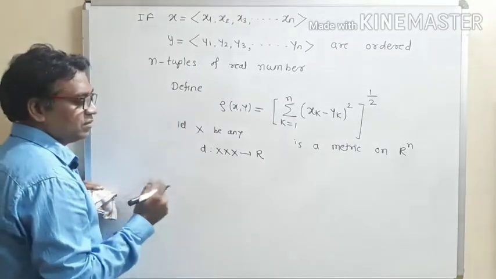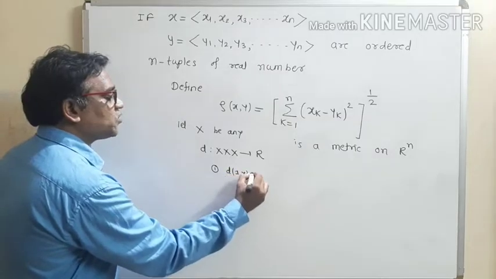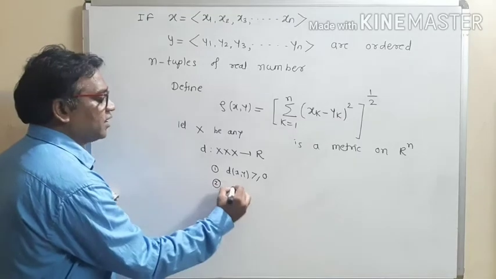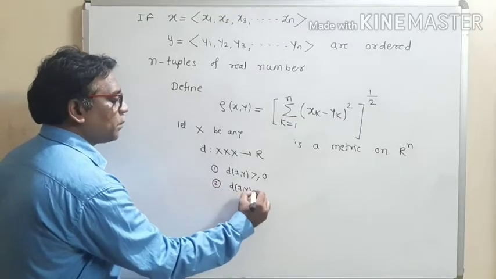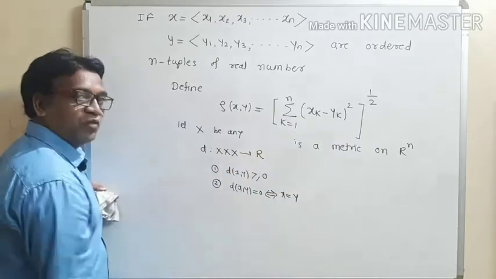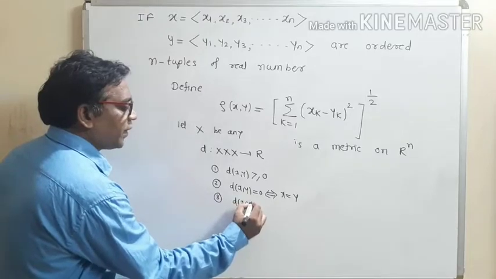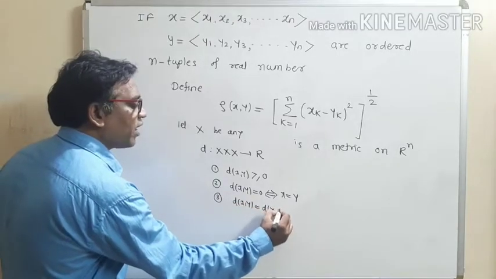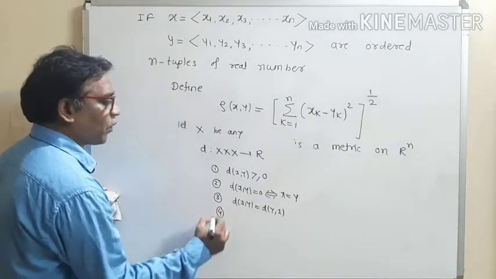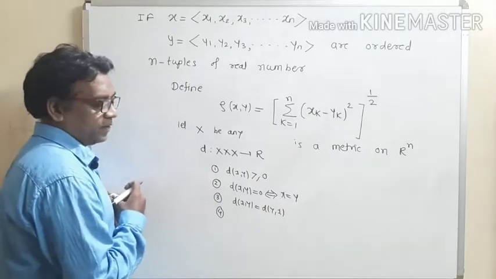following conditions. What is the first condition? Distance of xy, it is non-negative. What is the second condition? Distance of xy is equal to 0 if and only if x equal to y. What is the third condition? Distance of xy is equal to distance of yx. This is called the symmetric property. And the fourth condition, it is the triangle inequality property.